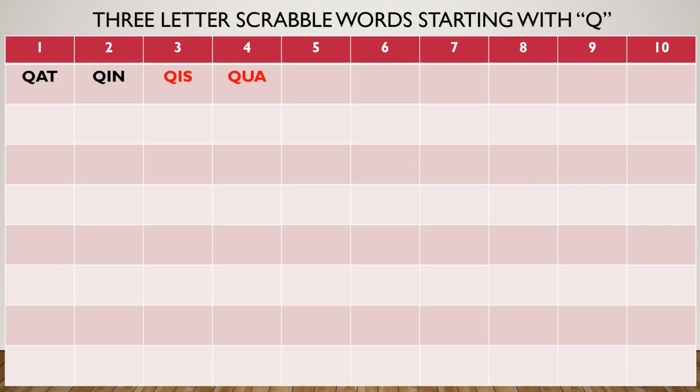There are just four three-letter words which start with Q: QAT, QIN, QIS, and QUA. Out of these four, QIS and QUA do not accept S as a back hook. That's why these two have been written in red.